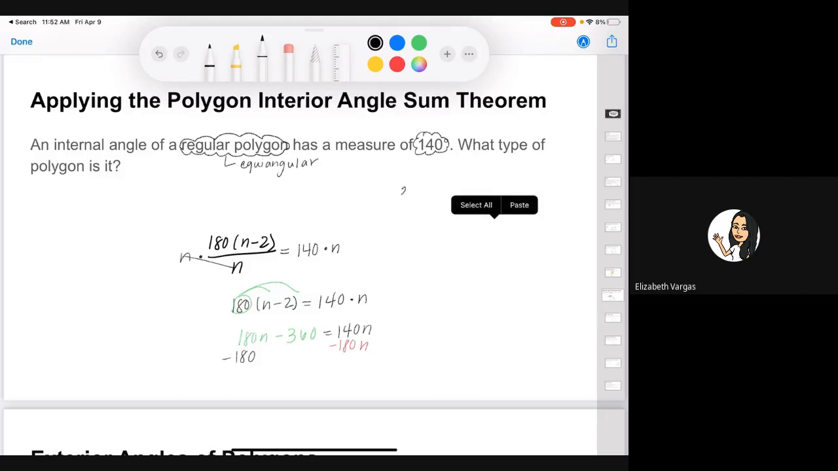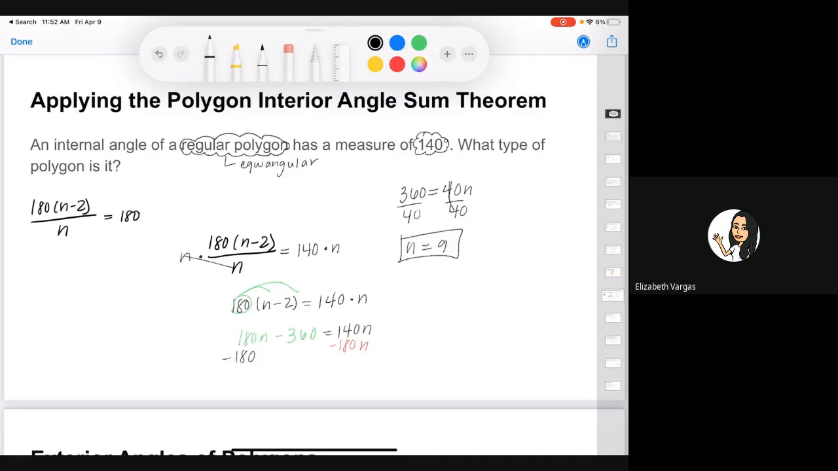That gives me n is equal to 9. So basically using this equation, I'll write it again right here. What I'm able to do is solve back to find the number of sides of my regular polygon. And so because this has 9 sides, this would be a nonagon.